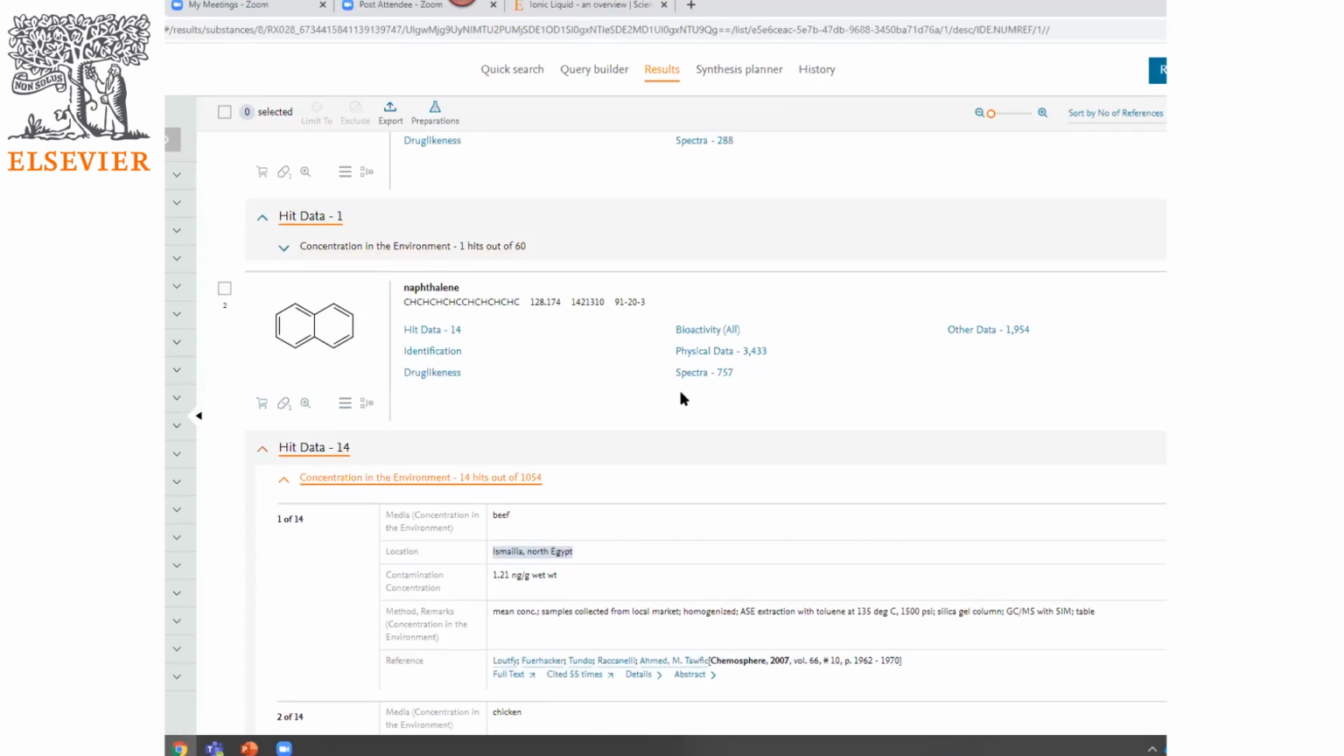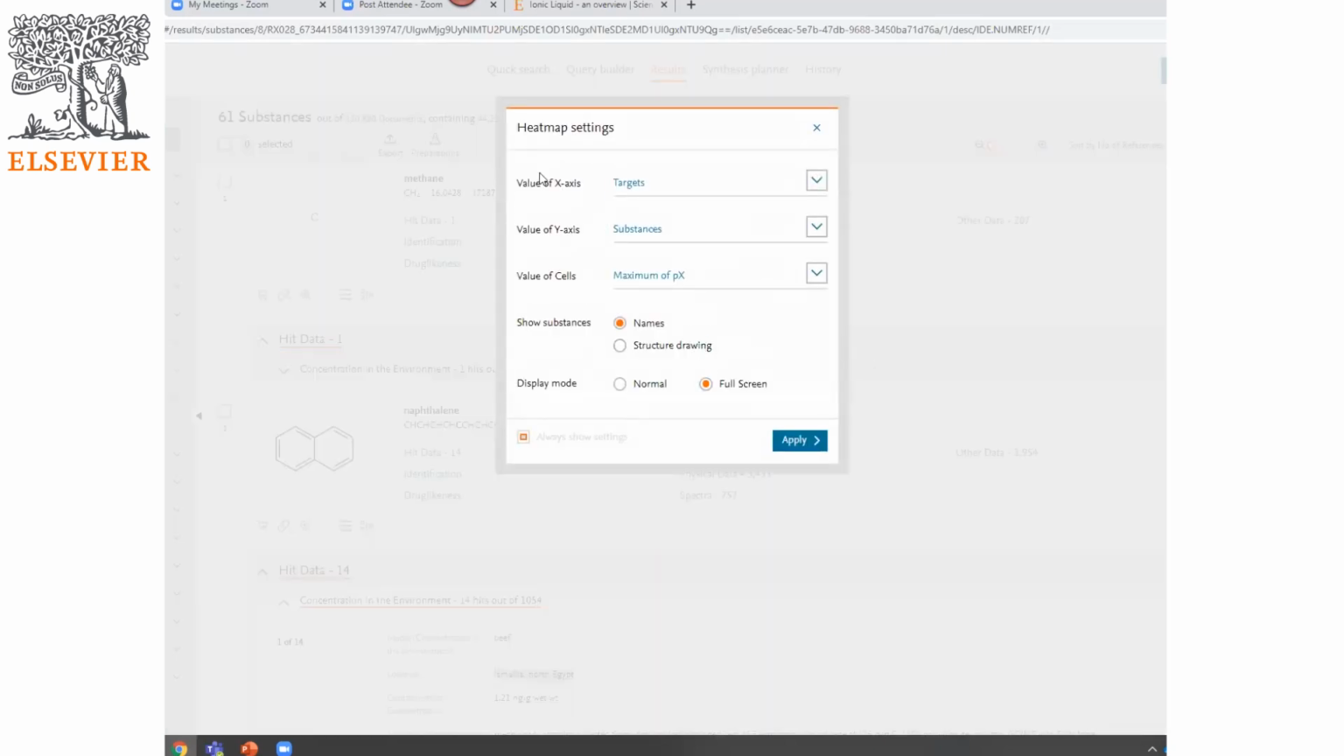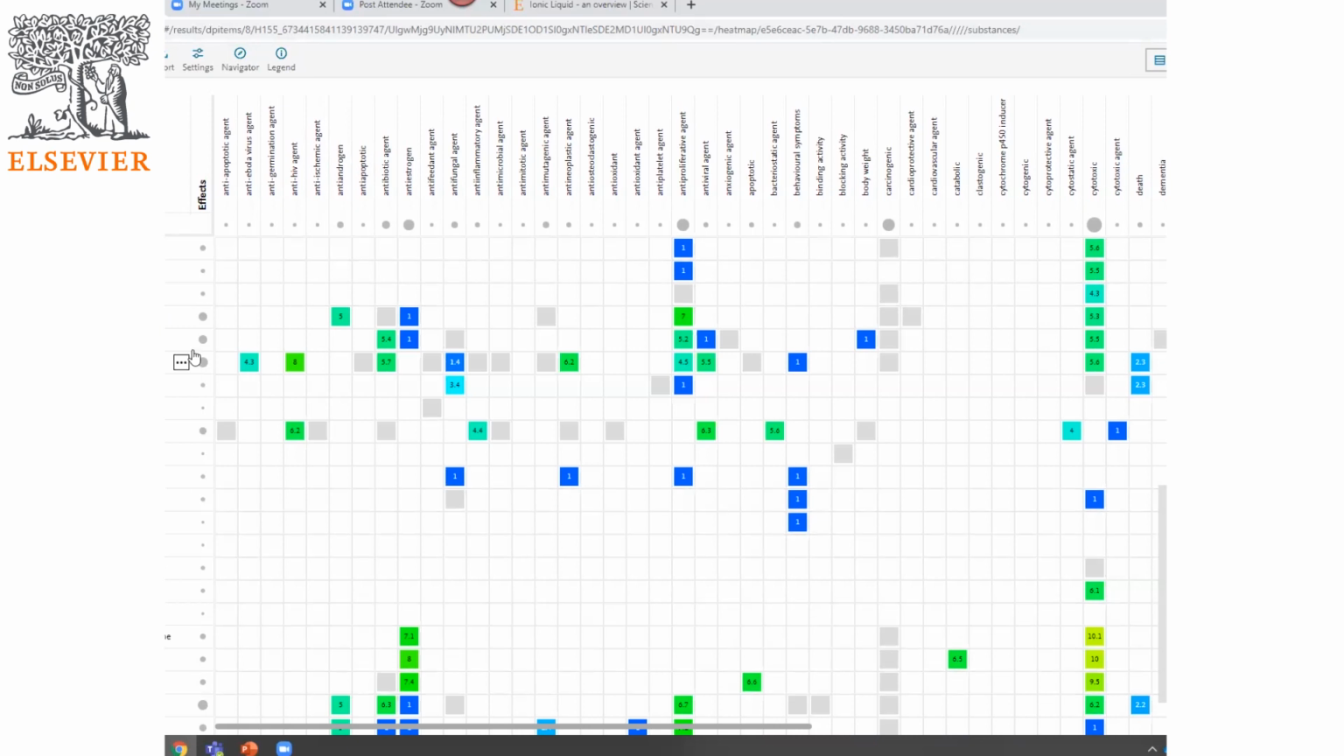And for all these compounds, you can assess their toxicity and bioactivity by using the heat map. What you need to do is click heat map and select axis. The heat map will bring you a diagram. On one of the axes there will be different substances, the 61 which we found, and on the other axis we can choose. Additional options are target, biological target, species, biological species, but let's choose effect. And we can see the bioactivity of all our 61 compounds.